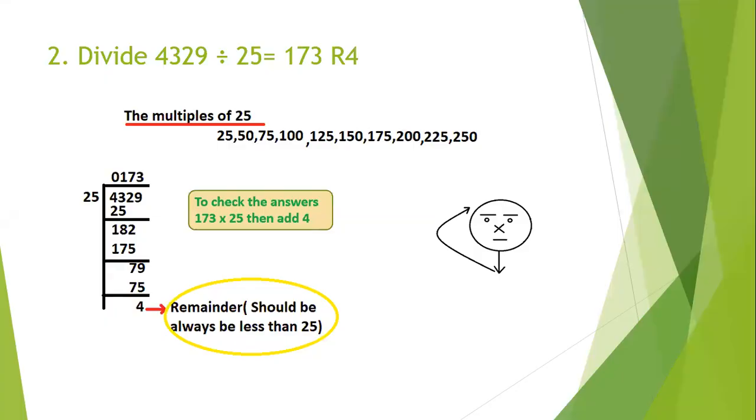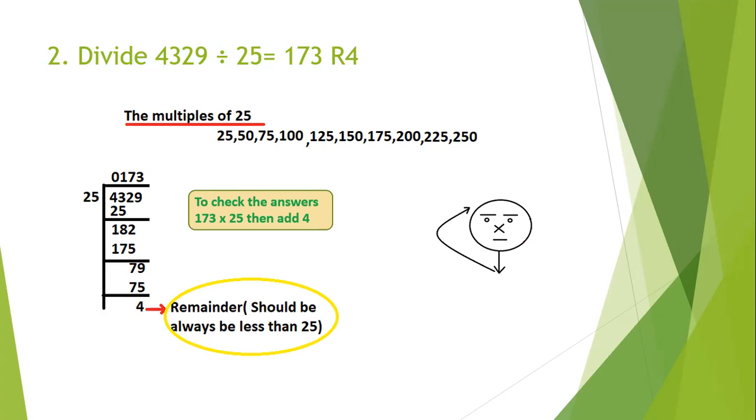Number 2, divide 4,329 by 25. First, let's write the multiples of 25: 25, 50, 75, 100, 125, 150, 175, 200, 225, 250, 275, 300. So the multiples of 25 always end with 25 or 50 or 75 or 2 zeros or more. So maybe 3 zeros like 3,000, like 50,000, and so on. All of these are divisible by 25.